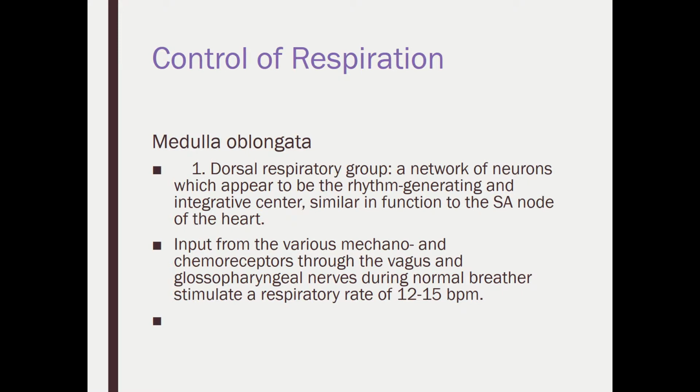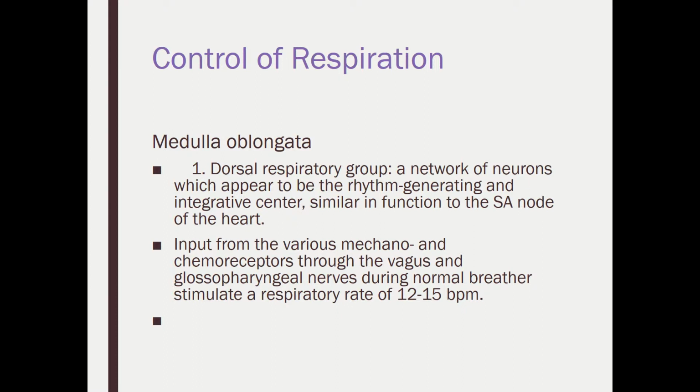The dorsal respiratory group is the main group for normal rhythm generation for breathing. It's similar in function to the SA node of the heart, so signals coming in through the vagus nerve and the glossopharyngeal nerve and the central chemoreceptors will let the dorsal respiratory group know what the levels of CO2 are, thus stimulating its depolarization and the firing of the neurons to send signals to the inspiratory muscles.